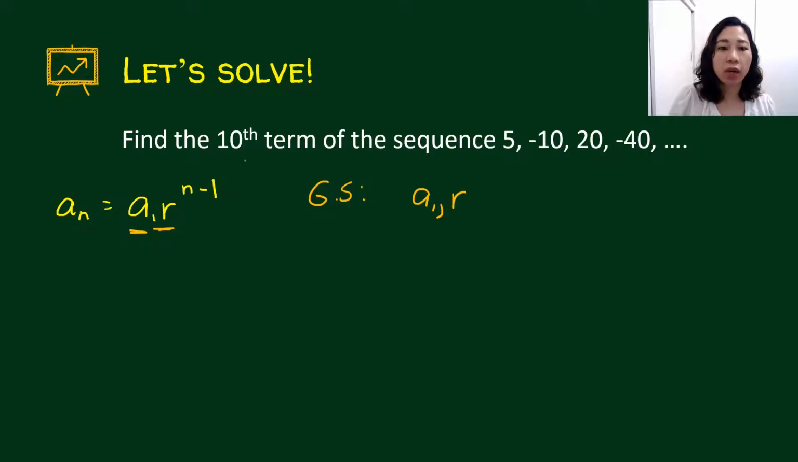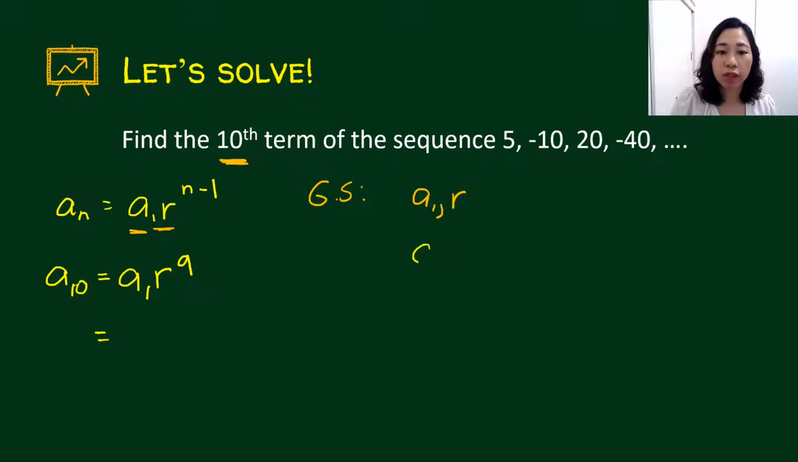Okay, since we are looking for the 10th term, we are looking for a sub 10, correct? So in our formula, it's equal to a1 r raised to what? Take note that if this is n, the exponent that you need for your common ratio is n minus 1. You subtract 1 from that. So if this is 10, the exponent here should be 10 minus 1, or 9. And then we just plug in the values for a sub 1 and r.